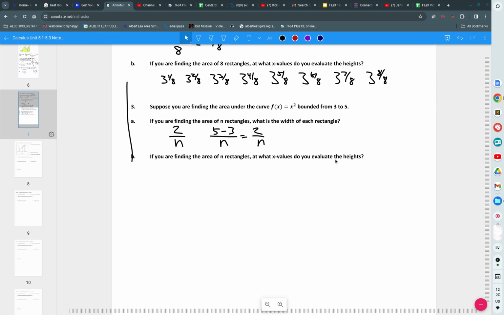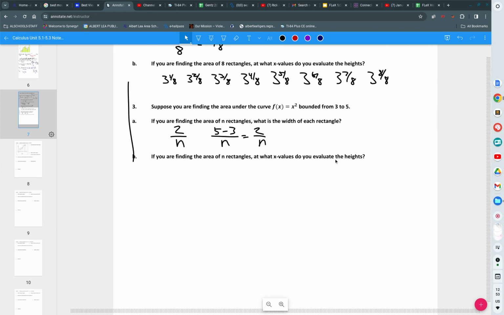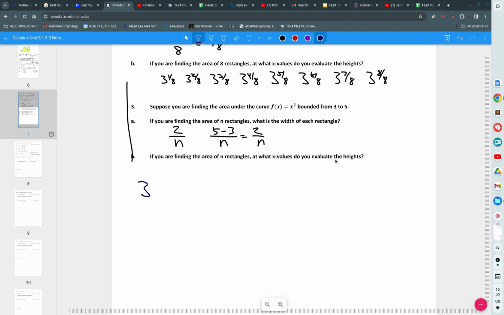Let's see how we can use this information. I try to use the previous stuff to help you out. Notice that we started at 3, right? But we didn't go to 3, we went to 3 and 1/8. We went over 1 width, didn't we? So you start here at 3, and we are going to go over 1 width. What is 1 width? 2 over n. So that's the spot that we evaluate our first height.